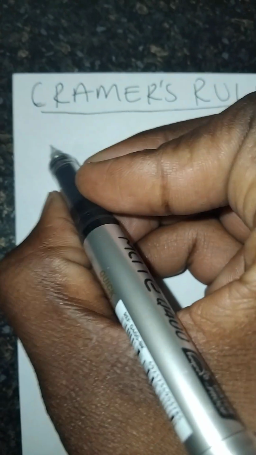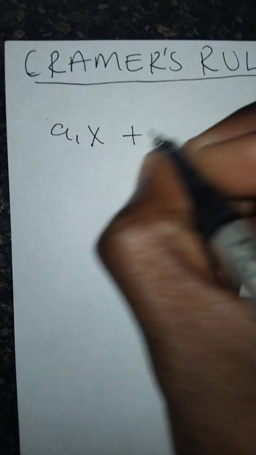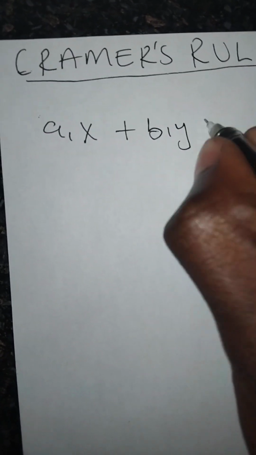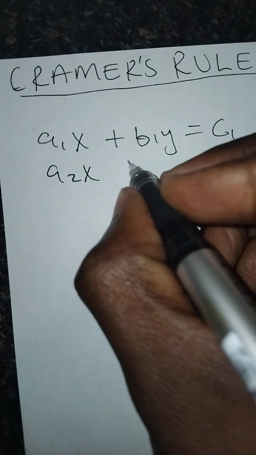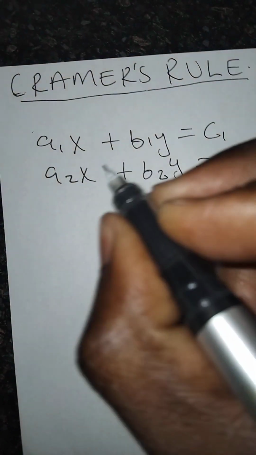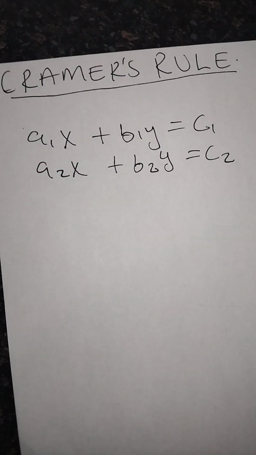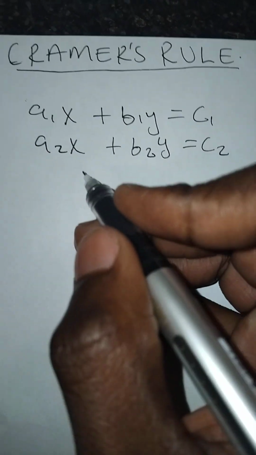Hello guys and welcome. In today's video, I'd like us to discuss a technique that we use to solve a system of linear equations called Cramer's rule. Let's suppose we have two equations, a1x plus b1y is equal to c1, and a2x plus b2y is equal to c2, where a1, b1, c1, a2, b2, c2 are constants. We want to solve for x and y simultaneously.